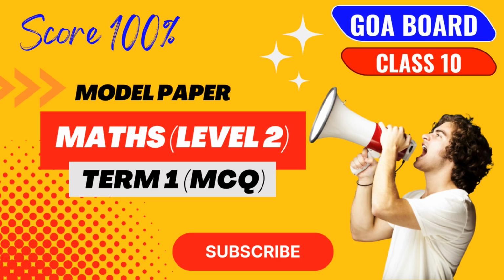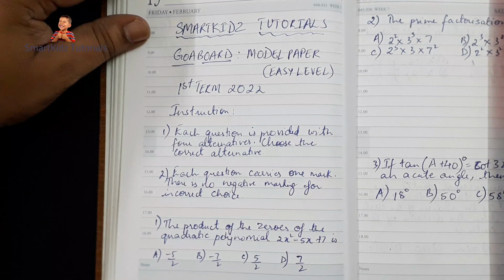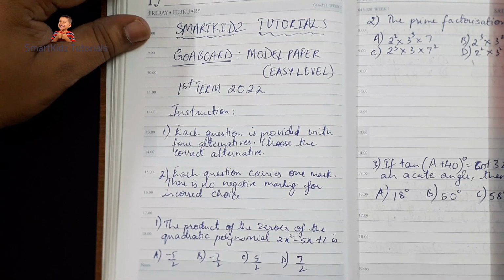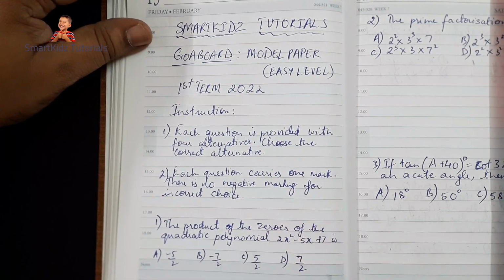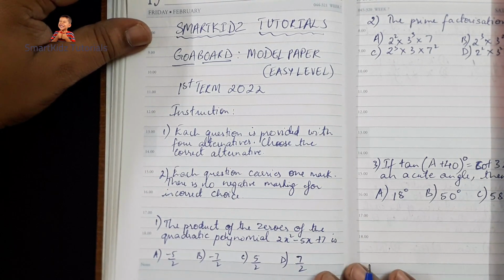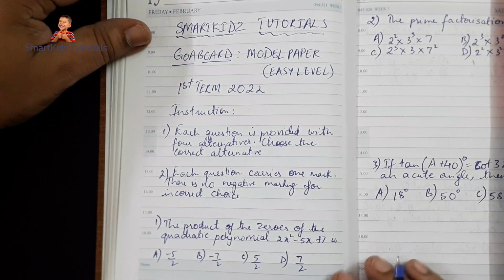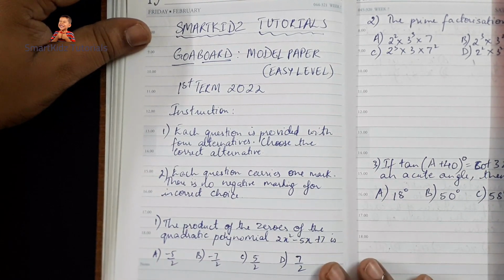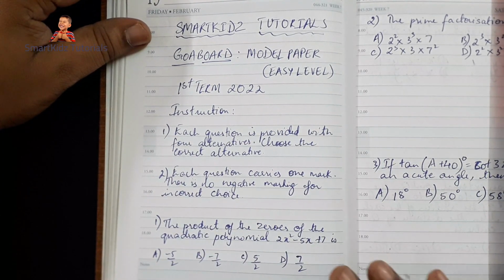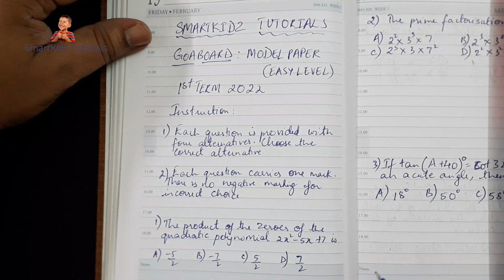In this video we will be solving Goa Board's model paper that will be coming for the first term 2022, MCQ type level questions, and this is mainly for level 2 students but also applicable for level 1 students. So I would advise even level 1 students to solve this paper and see the solutions, and it will be helpful as a practice paper.